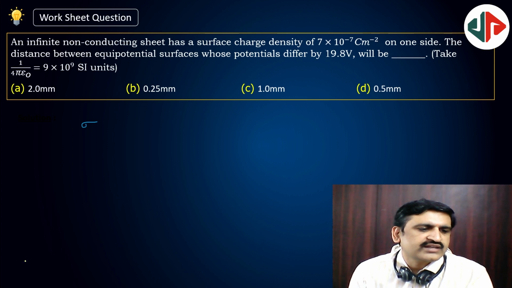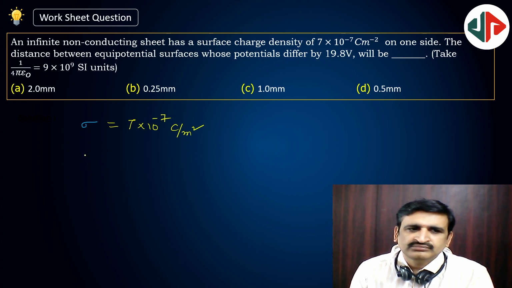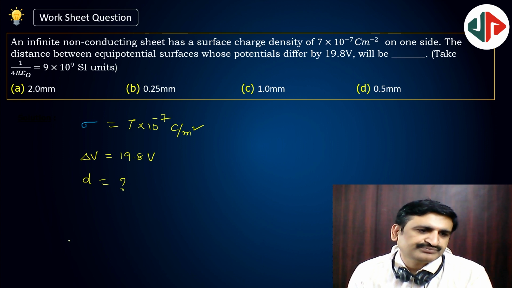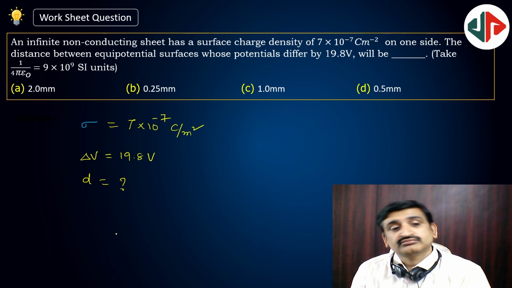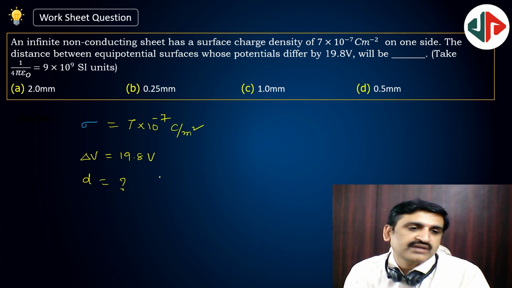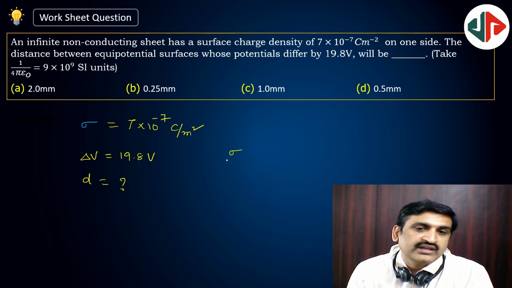An infinite non-conducting sheet has a surface charge density sigma is equal to 7 into 10 to the power of minus 7 coulomb per meter square. On one side, the distance between the equipotential surfaces whose potentials differ by delta V equal to 19.8 volts and the distance D is equal to how much? V equal to E by D, E equal to sigma by 2 epsilon naught.